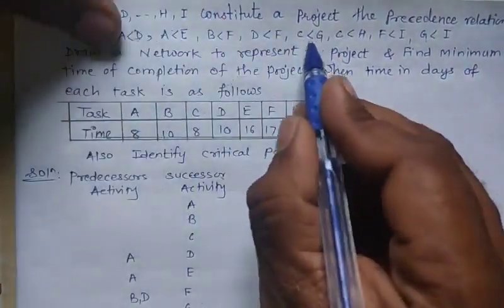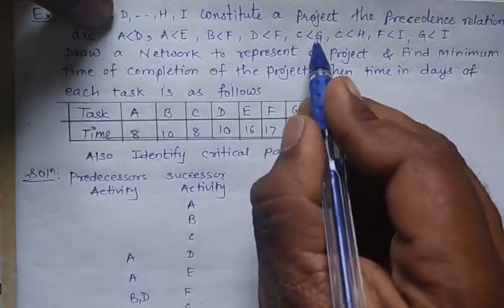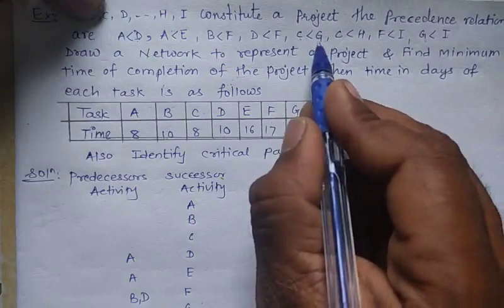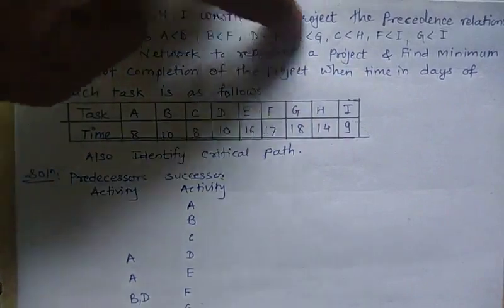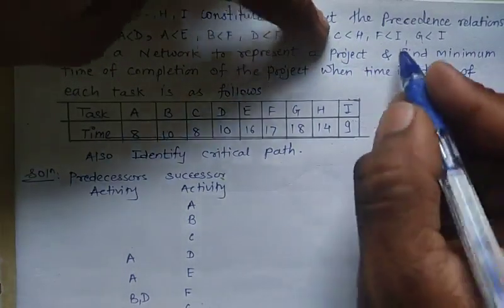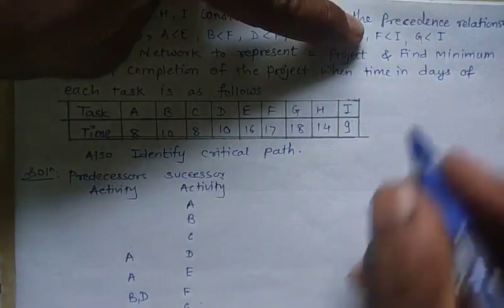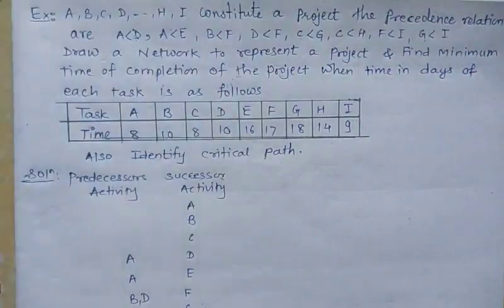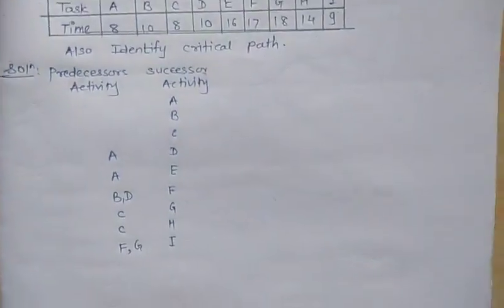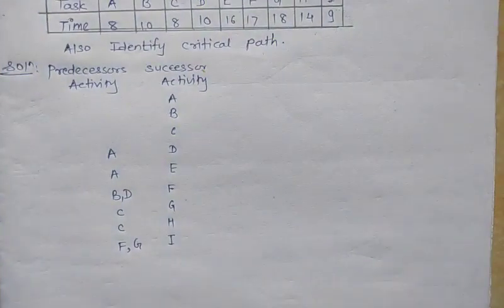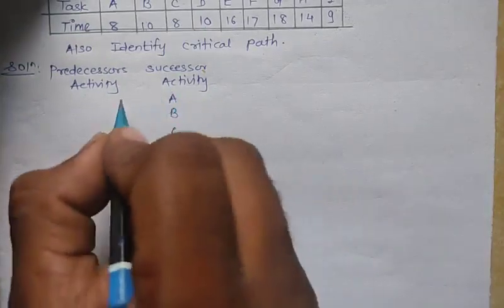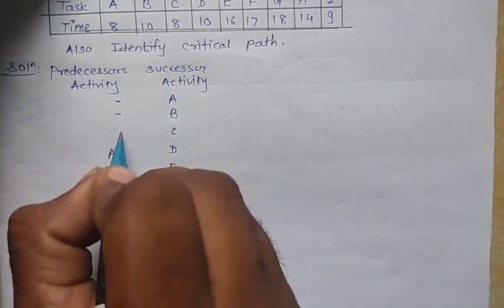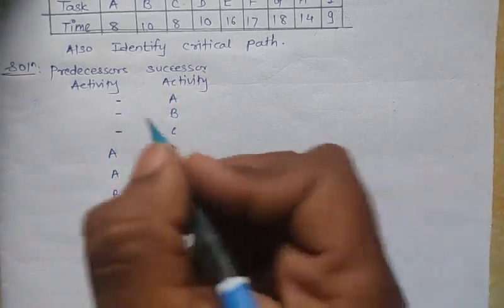Next G means here C and G. So here C is predecessor activity and G is successor. So C precedes G. Next C precedes H also. F precedes I and G also precedes I. So these are predecessor and successor activity. Now let's draw first rough diagram of its network. So there are no predecessors before A, B and C, so this is dash.